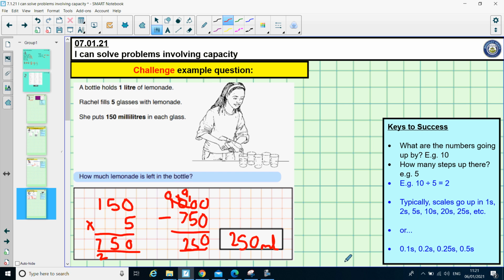Okay, I'd like you to have a go then, Year 6, at the activities on maths.co.uk. The first activity I would like everybody to have a go at, and as I said, if you want to challenge yourself and you want to have a go at some trickier questions, a bit like this one, which are multi-step, then have a go at those challenge questions as well.